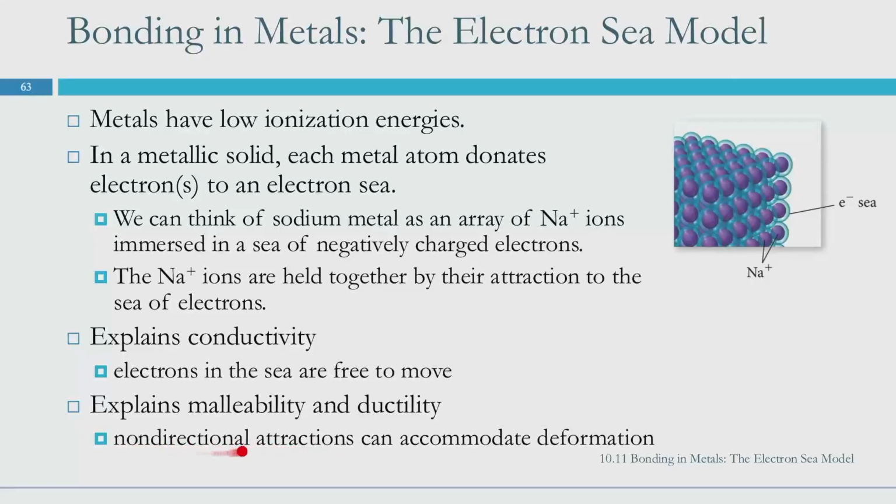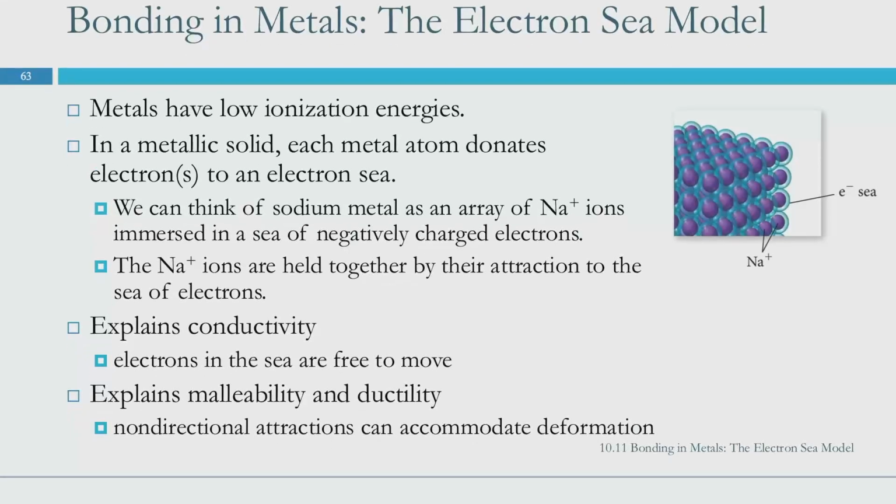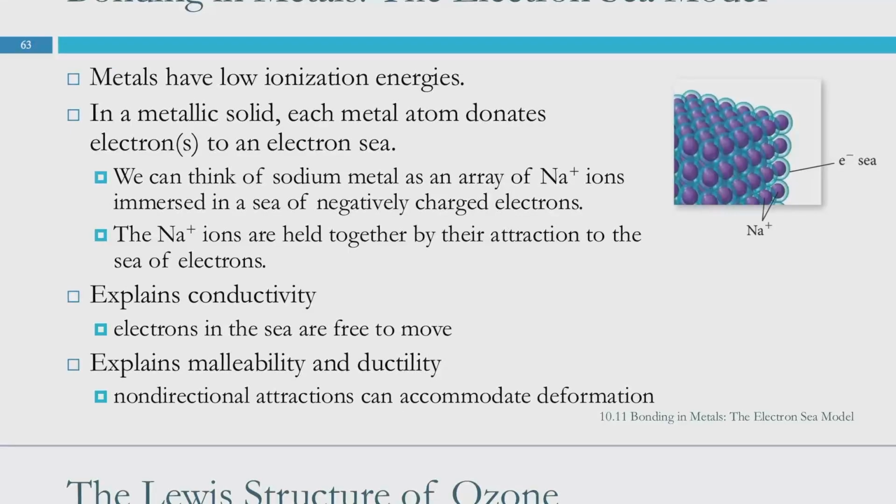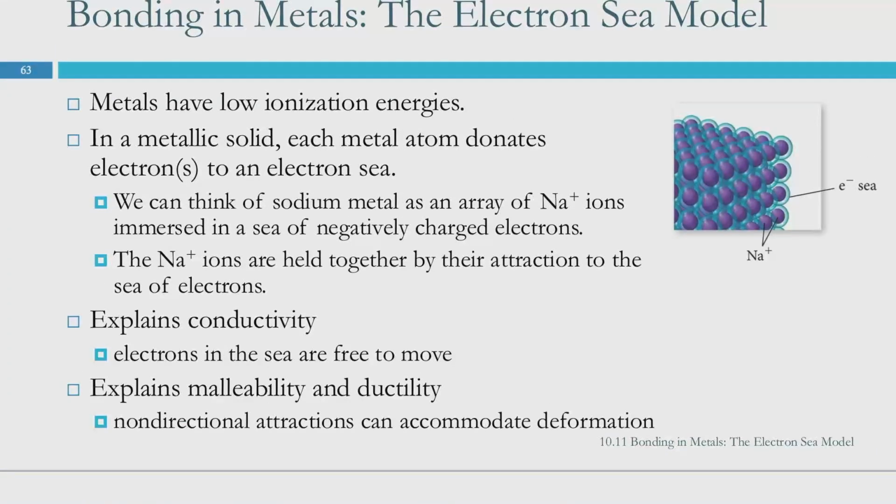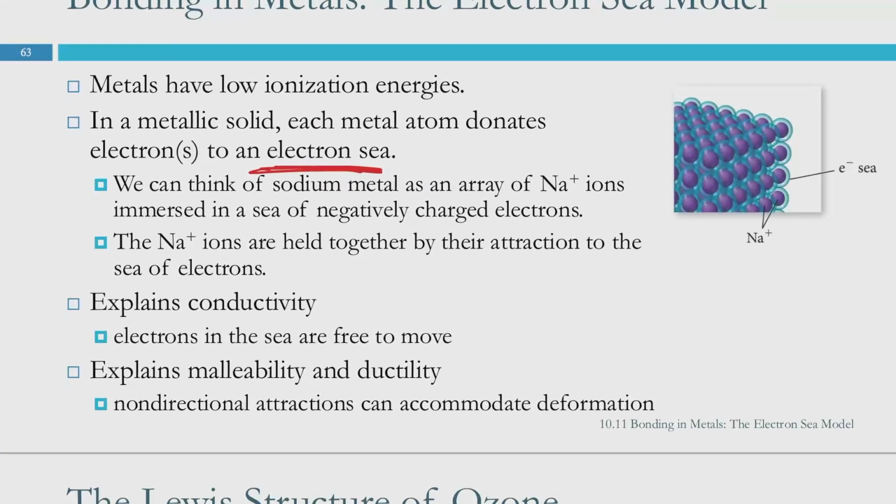Because they have non-directional attractions, they're a little bit more like a liquid. They can move past each other, not super easily necessarily, depends on the metal, but they can accommodate deformations because they don't have very specific single, double, triple bonds between them, like we see in crystalline structures. So the big parts here, we've got an electron sea, and the electrons are free to move.